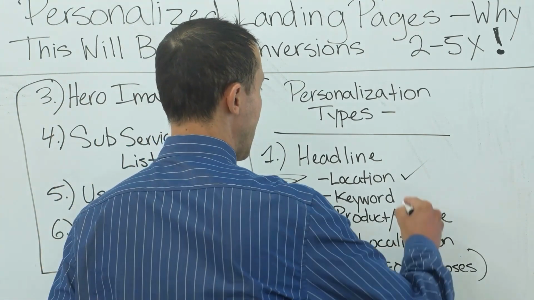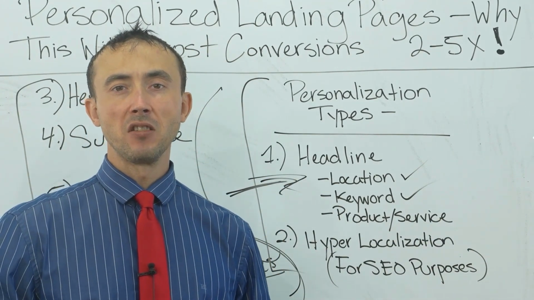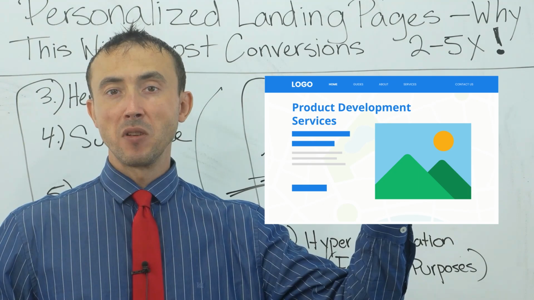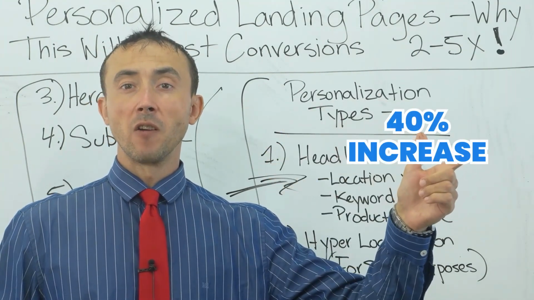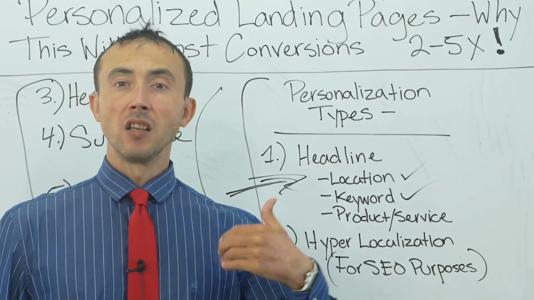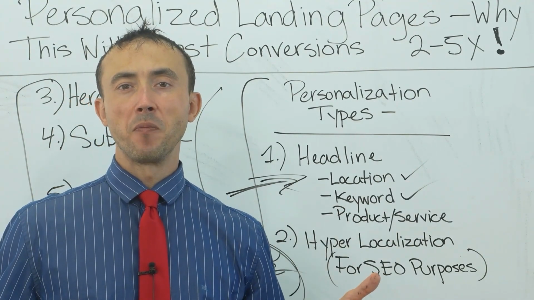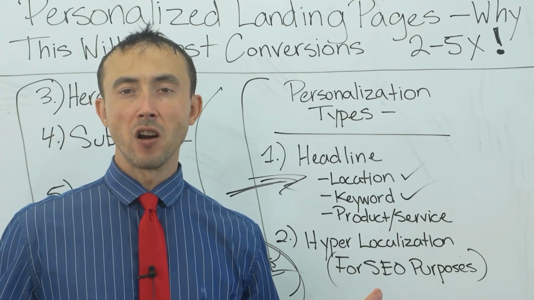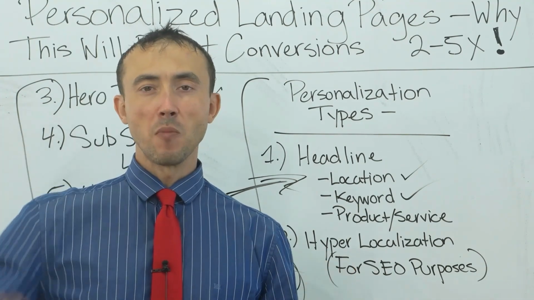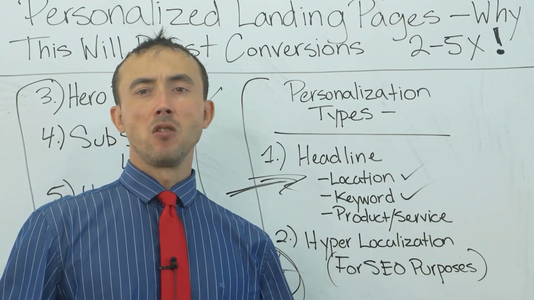Okay, then you got your keyword, of course. If they're searching for product development services, you want the headline to say product development services. On average, we're going to get a 40% increase just having the keyword in the headline each time. If you're using a landing page tool like I use Unbounce, it's so easy to make a different landing page for each keyword that you're targeting for search campaigns. You can make one in 5 seconds. Or if you're using WordPress, you use a specialized plugin and you can do the same thing.